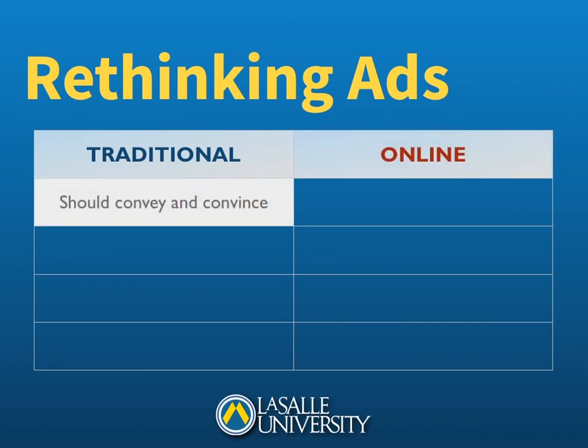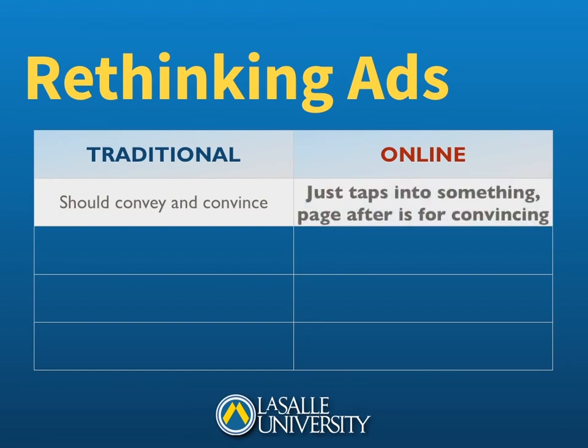A traditional ad should really convey and convince. It needs to convey a notion, and it needs to convince you from that ad itself, because that ad itself is self-contained, meaning that that's all you have to reference. So if you see a billboard, that's all you have. So it needs to kind of seal the deal just by the ad itself.